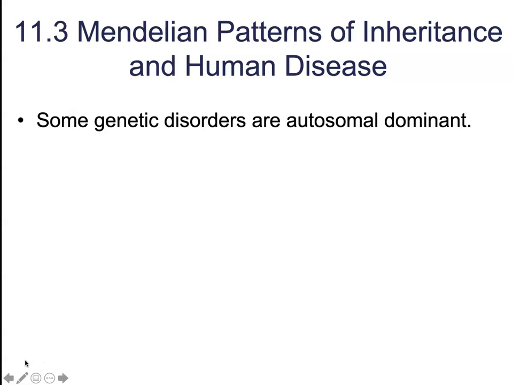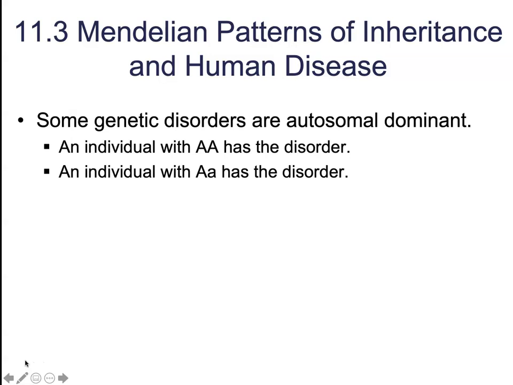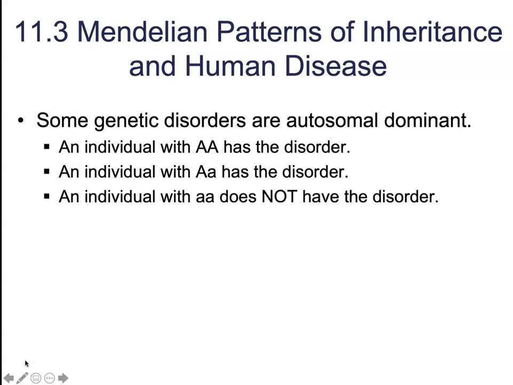Some genetic disorders are autosomal dominant, meaning that an individual who has both dominant alleles is going to have the disorder. An individual who is heterozygous for the disorder will also have the disorder. And an individual who is homozygous recessive will not have the disorder.